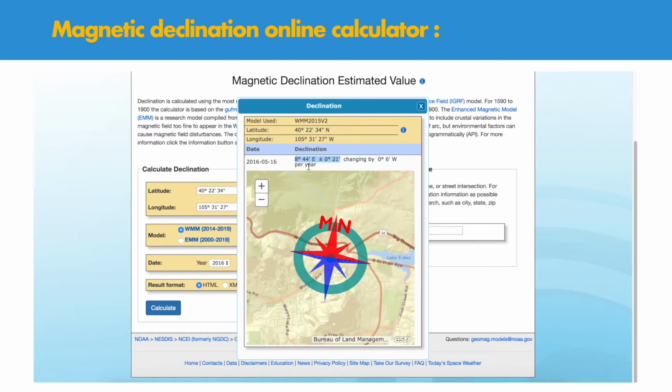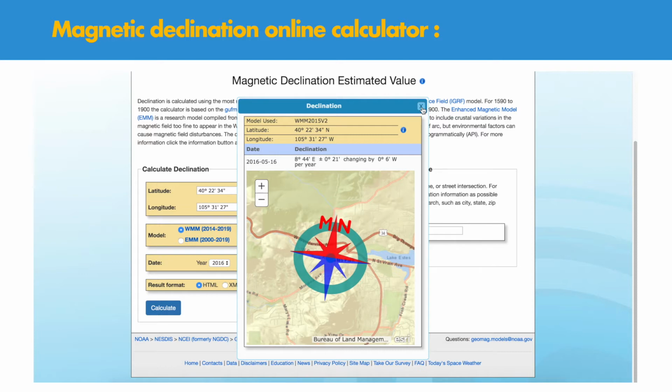For Estes Park at 2016, the declination was 8 degrees 44 minutes east, plus or minus 21 minutes, with an annual change of 0 degrees 6 minutes west. Like you see, it's pretty much the same thing between my National Geographic Trails Illustrated topo map and this tool, especially when I add 21 minutes of error margin, because I will get exactly 9 degrees 5 minutes.